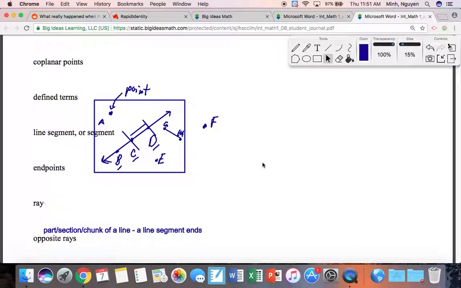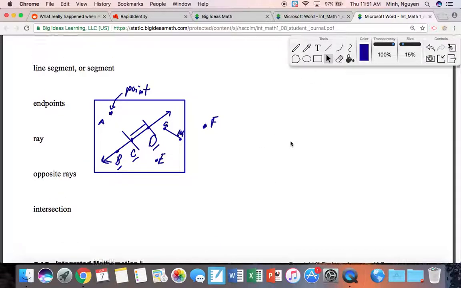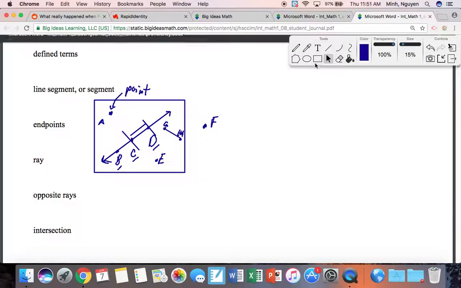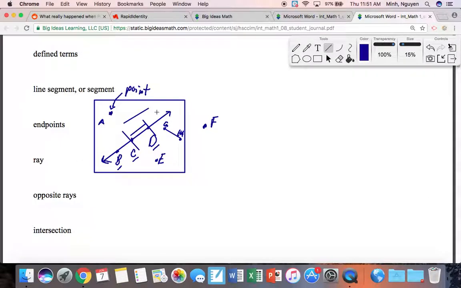Moving on. Ray. It's always a reminder to me when I teach this that you guys are learning a lot of things in this section. So a ray is like a line and a segment combined. A line segment has no arrows. There's no continuation. It just stops. A line continues in both directions. A ray only continues forever in one direction. It doesn't matter which direction it goes in.